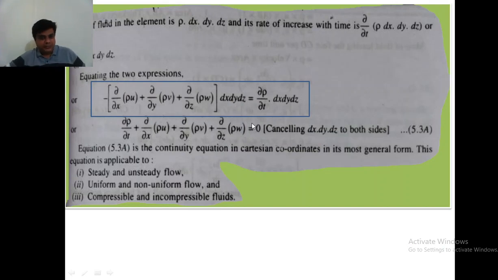If you do simple differential mathematics, you will end up with this. And here we have del rho by del t, del u by del x, del v by del y, del w by del z. So v is the velocity in the y direction, w is the velocity in the z direction. This we have seen in the previous sessions. The velocity of the fluid in the x direction is taken as u, in the y direction as v, and in the z direction as w. So you can apply this equation for all these kinds of flow.